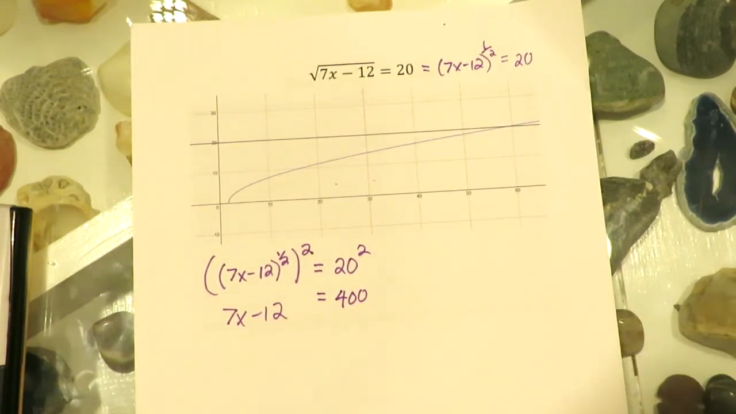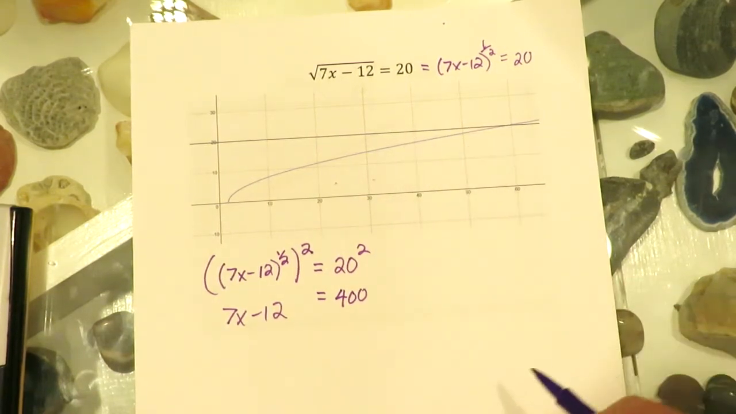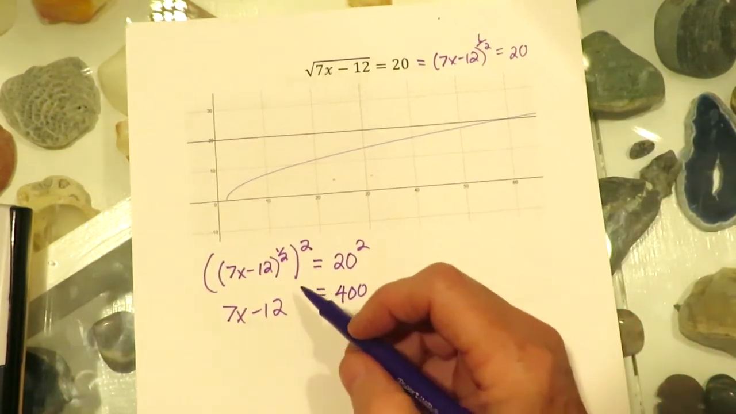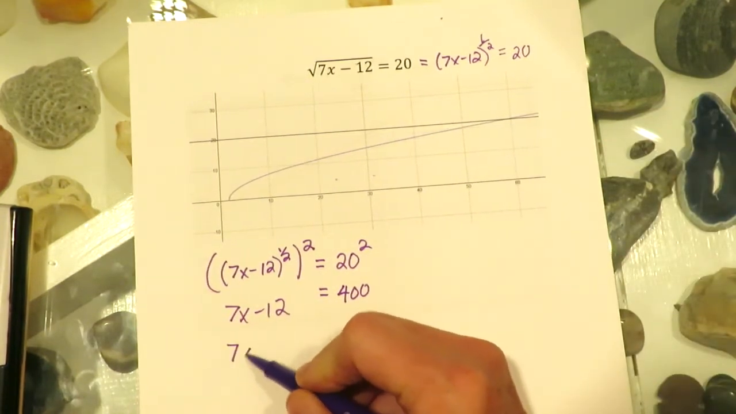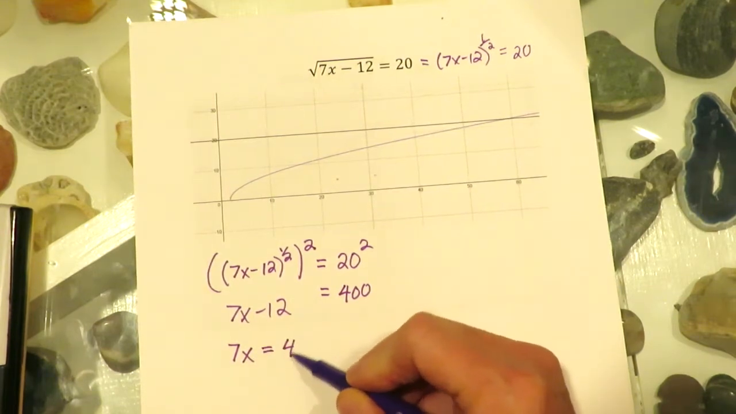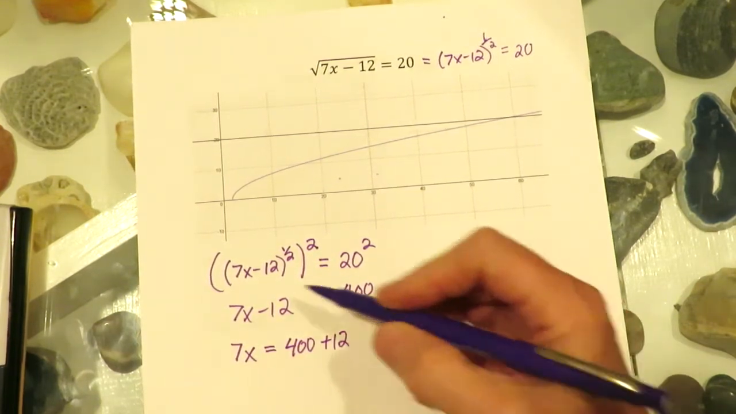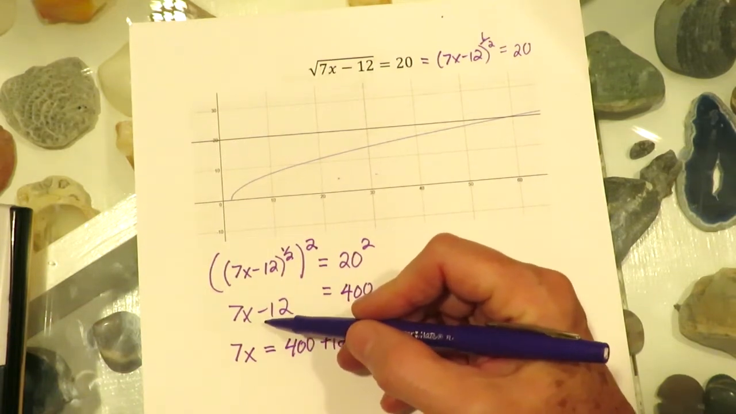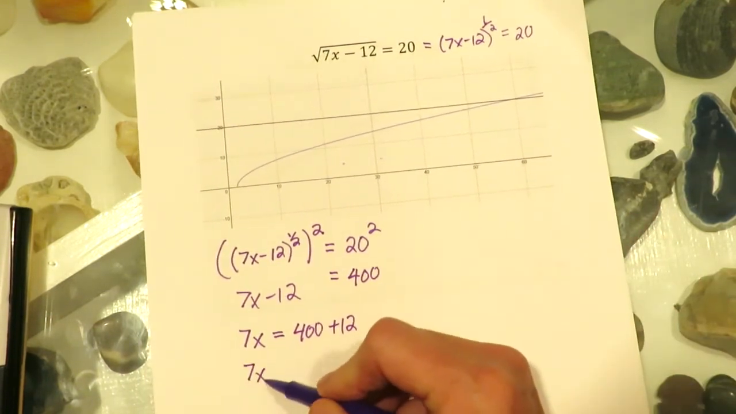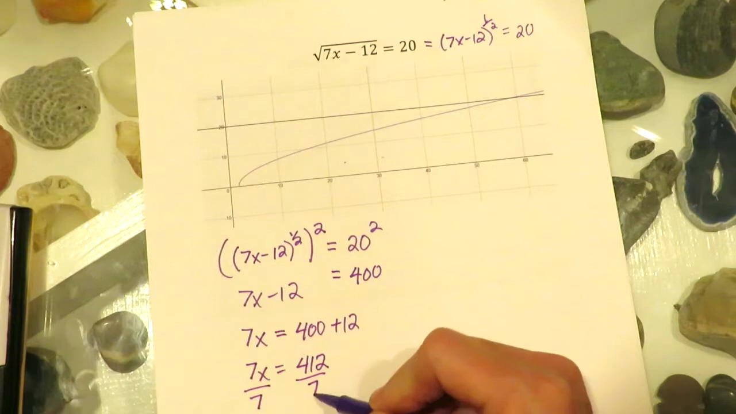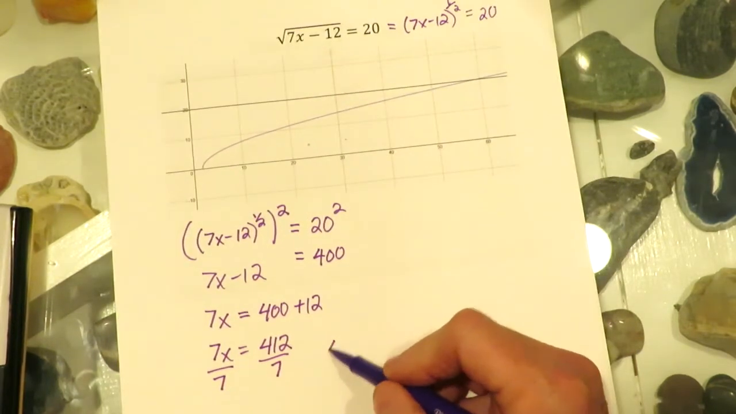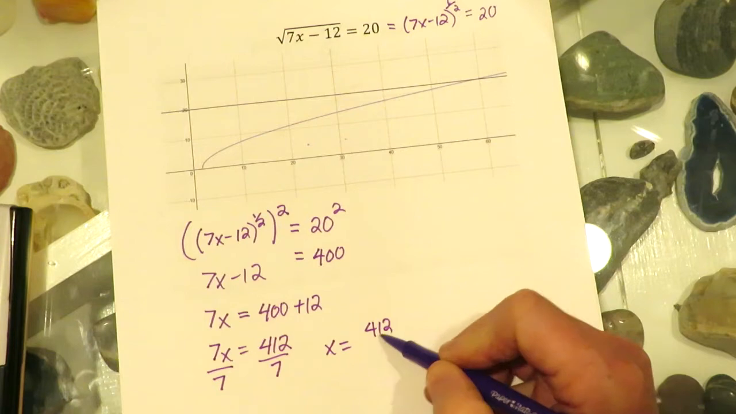Now here I was undoing a square root and not a square. And so I only will get a positive answer. You could see from the graph that there's only one answer. And it's because the square root will always be positive. So 7x then will equal 400 plus 12 because I'm canceling subtracting 12 by adding, and that will give me 7x is equal to 412. And then lastly, divide by 7, and we end up with x equals 412 sevenths.